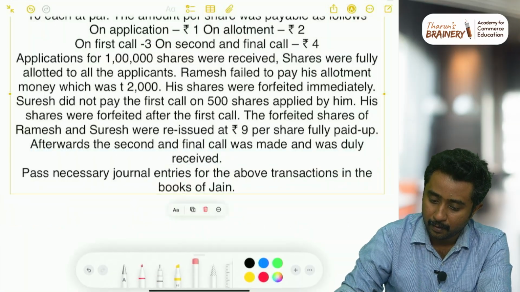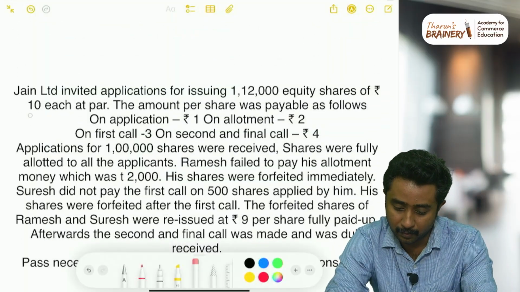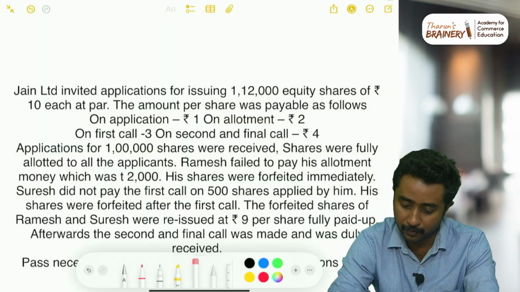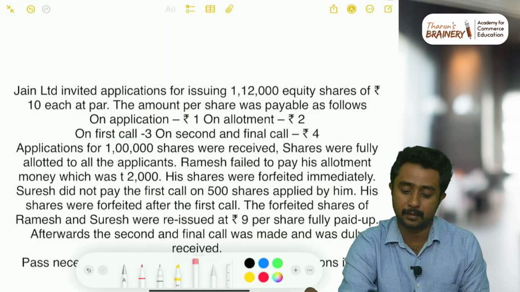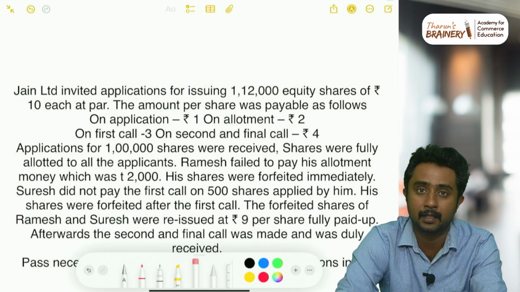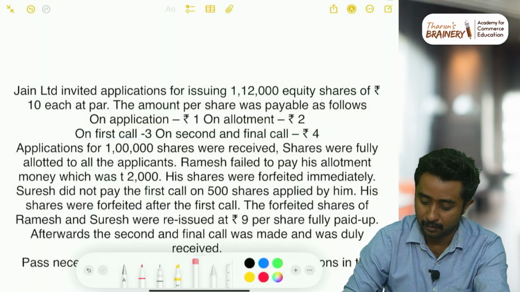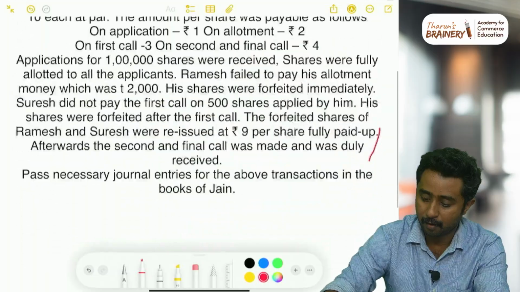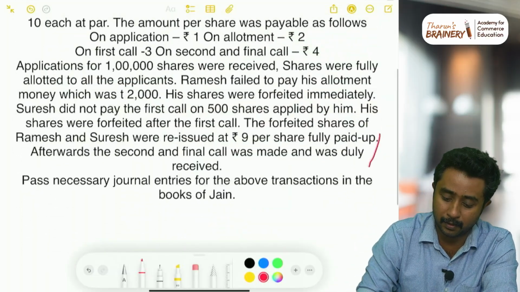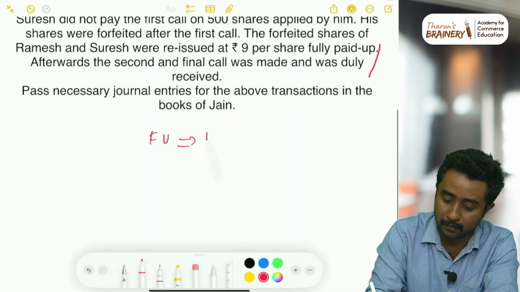Now as you can see on the screen, first call it is 3, application 1, allotment 2, first call rupees 3 and final call rupees 4. When you add 4 plus 3 plus 2 plus 1, it gives us 10 rupees, which is already the face value. Clearly it is given in the question. The shares are issued at par, so face value will be equal to the issue price. So face value is 10, issue price is also 10. There is no problem with that.